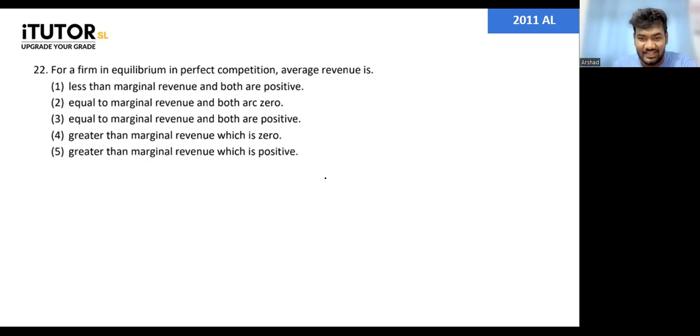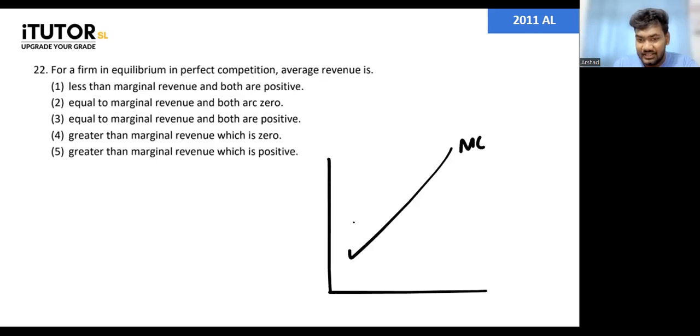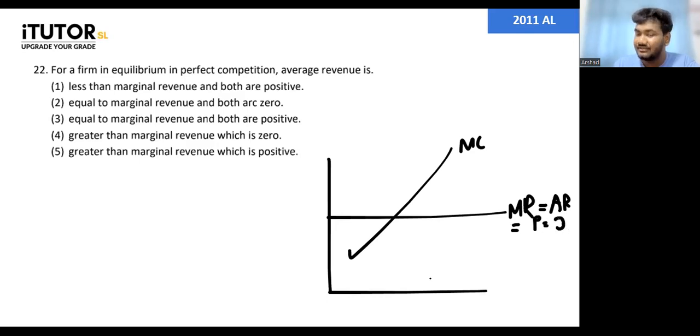Okay, for those who are feeling a little lost, go through your notes. So you have your MC curve. This is your marginal cost. You have your MR curve. This is your marginal revenue, which is also equal to your average revenue, which is also equal to your price, which is also equal to the firm's demand curve. Normal profit is where the economic profit is 0. And then you will have your average cost curve going like this as well. So average cost also will touch.